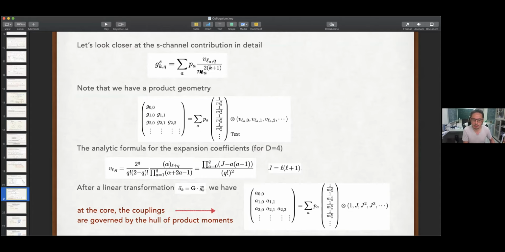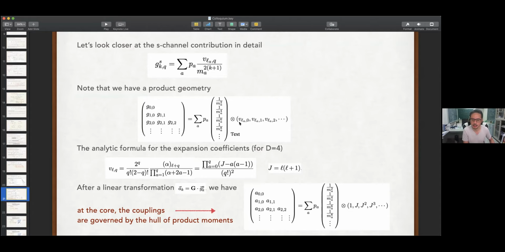So if I organize everything in this form, then you see that basically what you have is a product geometry. It's actually a convex hull of a product geometry, where on one side you have the mass of the state, the other side is basically encoding the information of the spin.